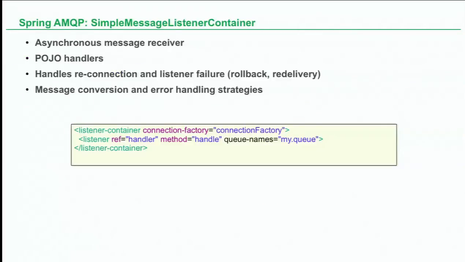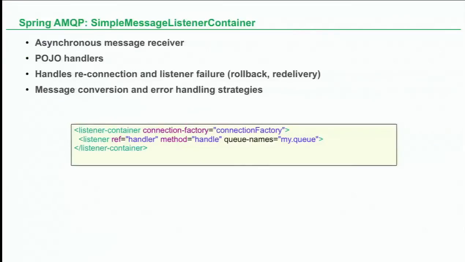Configuring the message listener container looks like this. Here's the AMQP version. I configure a listener container. I give it a reference to the connection factory bean, and I say, here's my handler, here's my method, and here's the queue I want to connect to. Just call it, right? This is what I was talking about before.